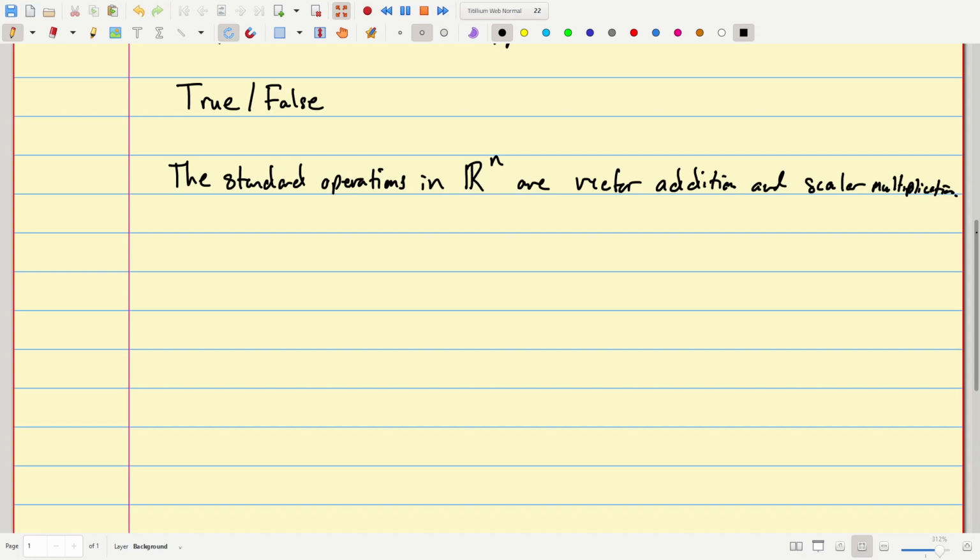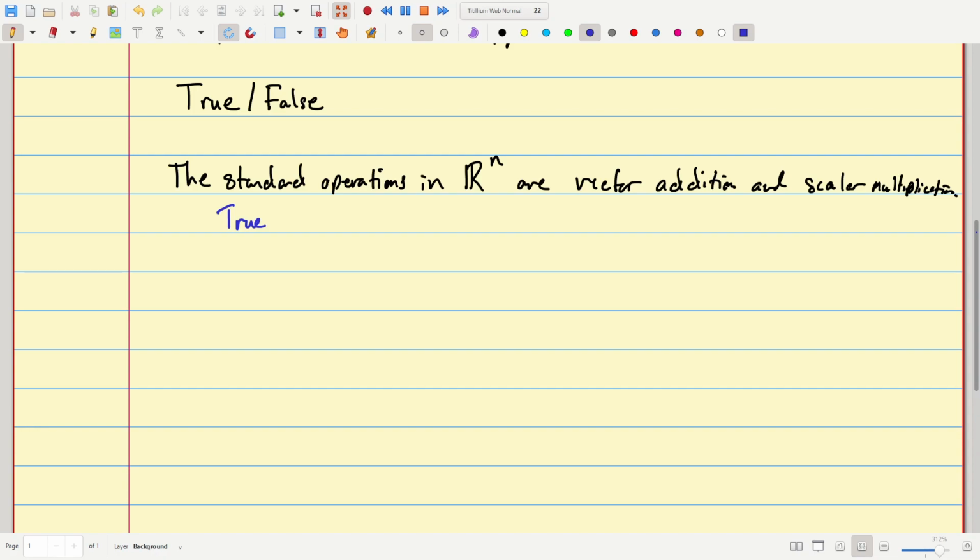Okay. All right. I've noticed that when we write down things that are this seemingly fine, everyone has been trained to be really skeptical and assume it's somehow a trick question. Anywho, this is true. The standard operations of vector addition and scalar multiplication are the standard operations in any vector space.